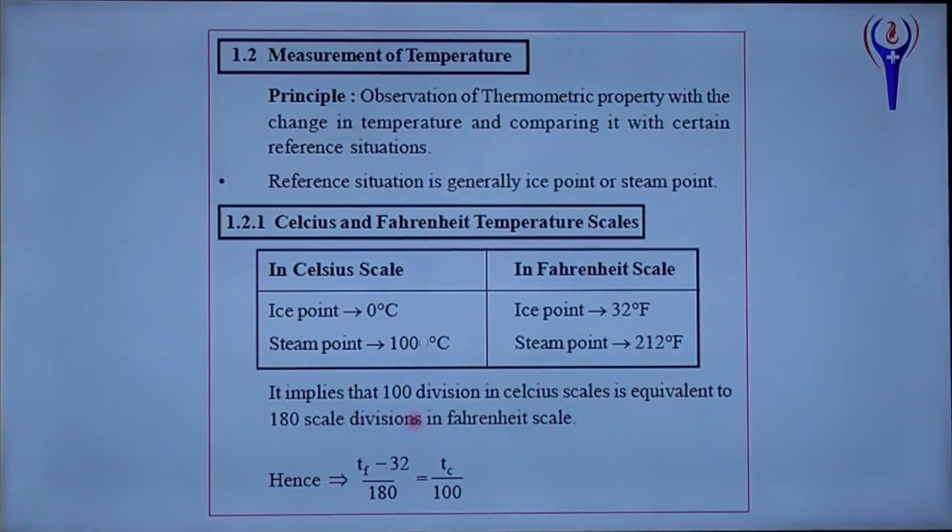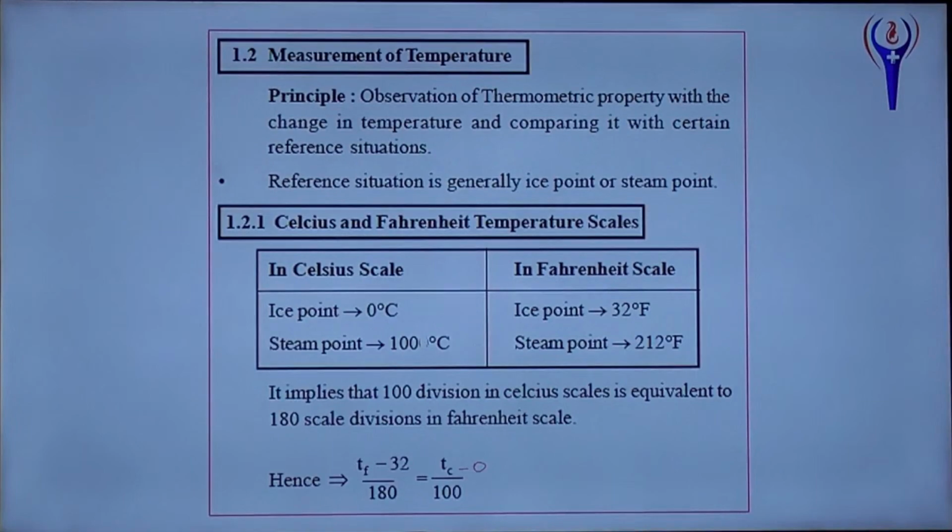From this it implies that 100 divisions in the Celsius scale is equal to 180 divisions in the Fahrenheit scale. Then, in the Fahrenheit scale, TF minus 32 by 180 equal to TC minus 0 by 100.